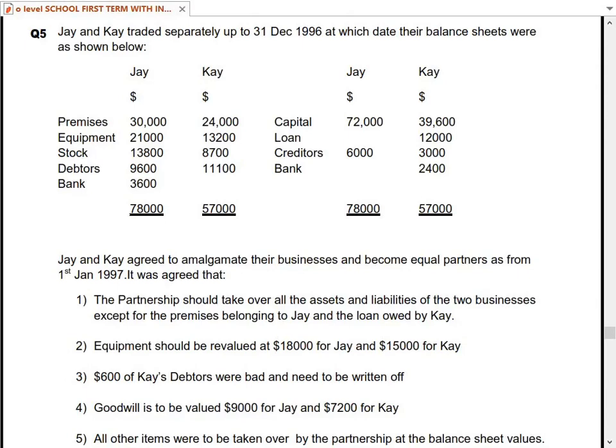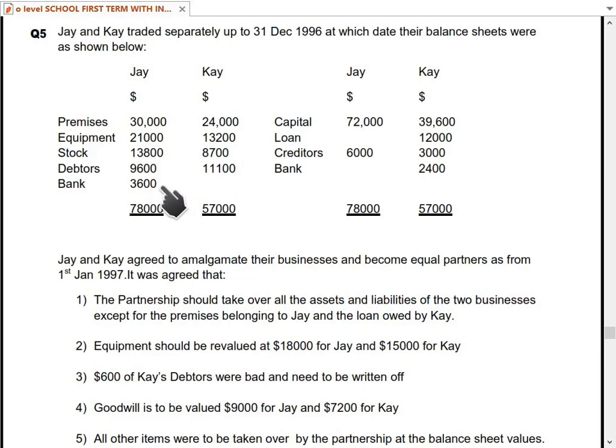J and K traded separately up till 31st December 1996, at which date their balance sheets were shown below. Now, this is an older question because the balance sheet is made in a T account format. This is the debit side and this is the credit side. J and K have premises, equipment, stocks, also known as inventory, and debtors, also known as trade receivables. J has a bank balance on the debit side, and K has a bank balance on the credit side.